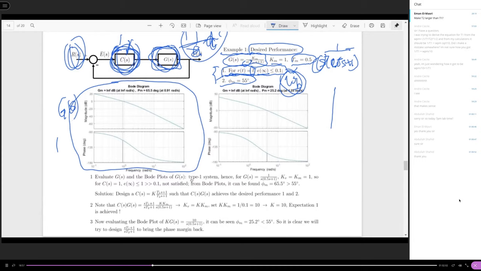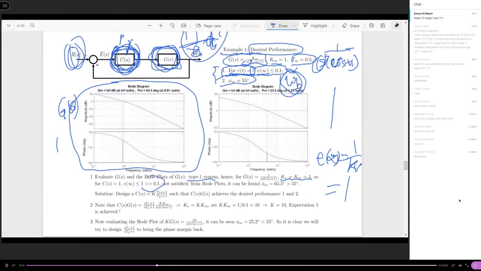We find out that it's type one, and for a type one system, we know that the KV is going to be equal to the KM equal to one. This is very easy to get, right? The velocity error constant is going to be equal to one. So right away, you find out that if you do not do anything for the controller, just treat it as one, then the tracking error is going to be equal to one over KV, right? According to that chart.